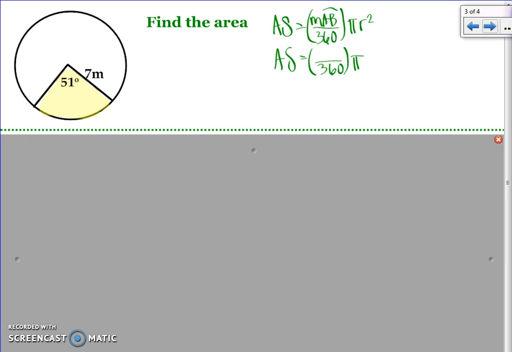So our two numbers, 51 and 7. What's the calculator say for that one? 21.8. Others? Yep. Okay. Meters squared.